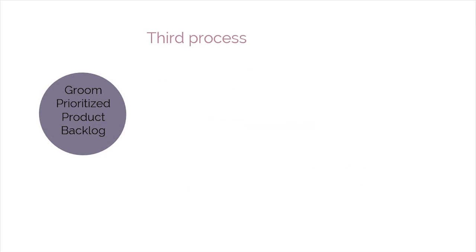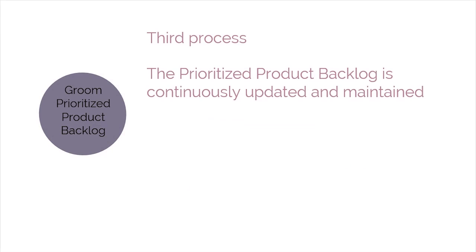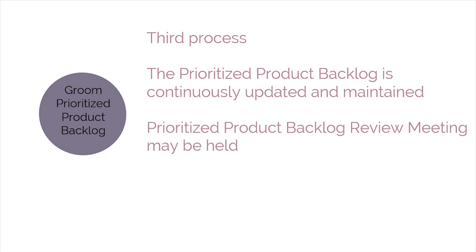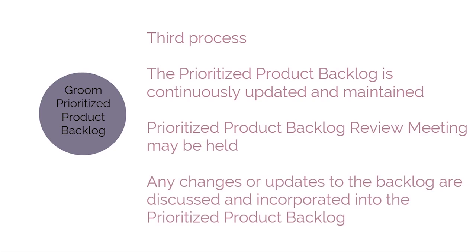In this process, the prioritized product backlog is continuously updated and maintained. A prioritized product backlog review meeting may be held, in which any changes or updates to the backlog are discussed and incorporated into the prioritized product backlog as appropriate.